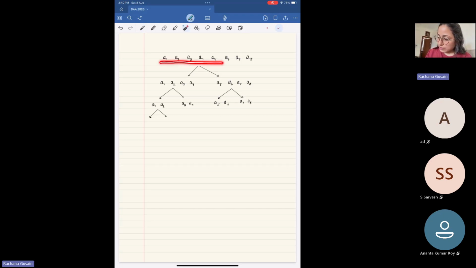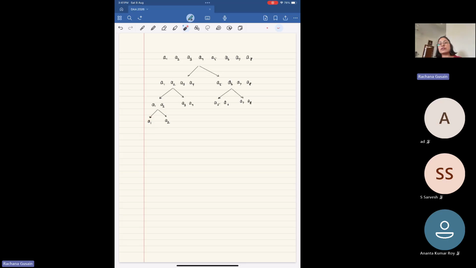I first take this entire array, split it into two halves, so I get these two halves. Consider this left half. Again, you split it into two halves, A1, A2, A3, A4. Then take this left half, split it into two halves. I'll have single-sized arrays. And at this point, the recursion stops. So here I have an array which has size 1. That means it is already sorted.